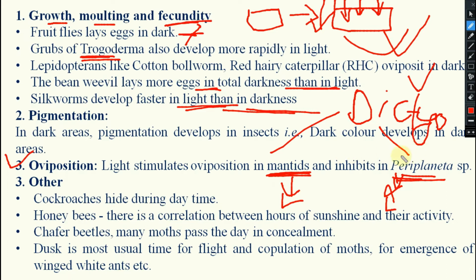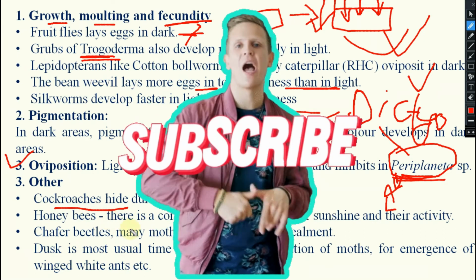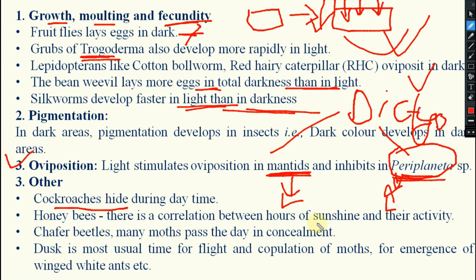And you know that cockroaches always hide from light. Some other factor, you see, cockroaches always hide during the daytime. Yes or no? At night only they will be active. Honeybees, there is a correlation between hours of sunshine and their activity. From sunshine only they will start their work. Gradually it will decrease. Again at 3 to 4, 5 p.m., they will stop their activity.